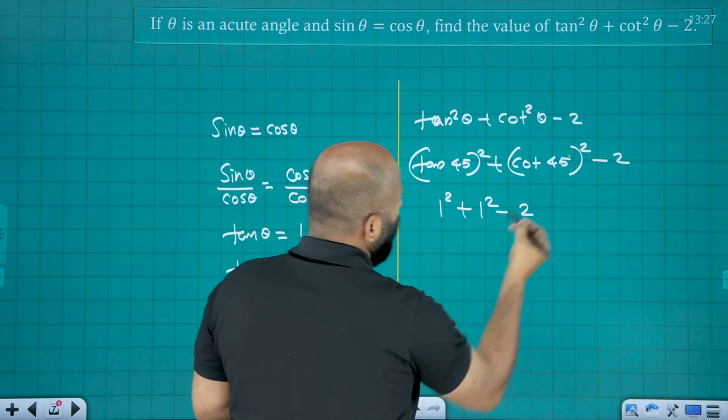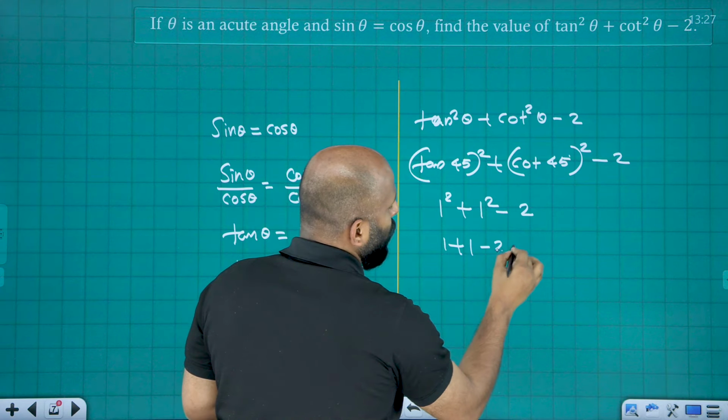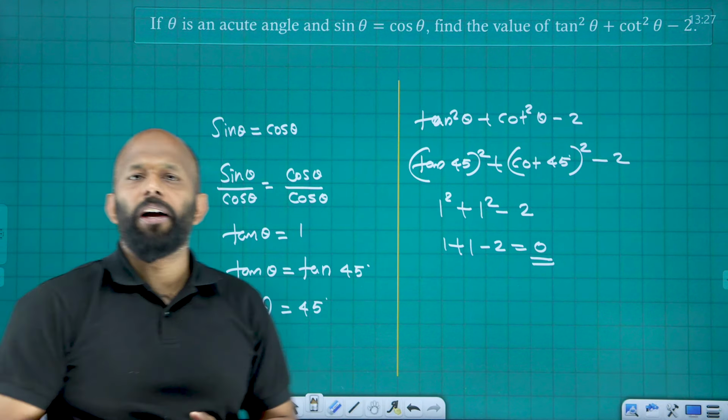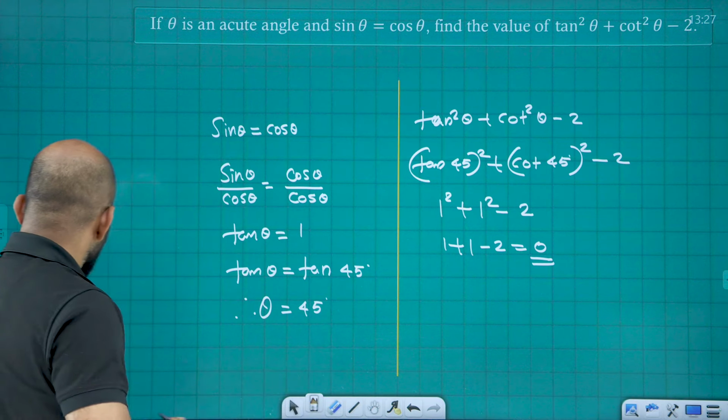So minus 2, then 1 plus 1 minus 2, which is equal to 0 is the required answer. Hope all of you understood this one. Now we can move to the next question.